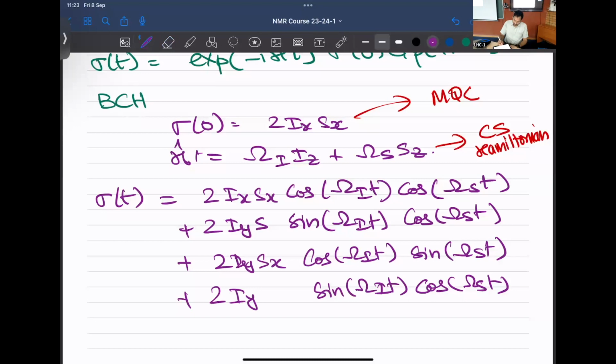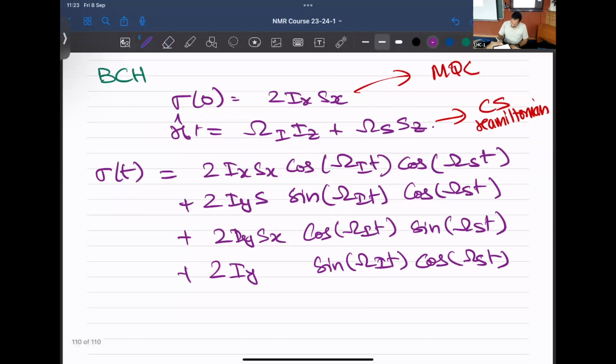So basically, the second term is IYSX, right? And the third term is IYSX and the fourth term is IYSY. Okay, good. So you get something as complete. And the signs are right?